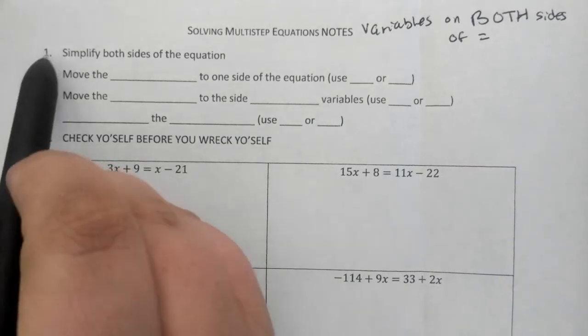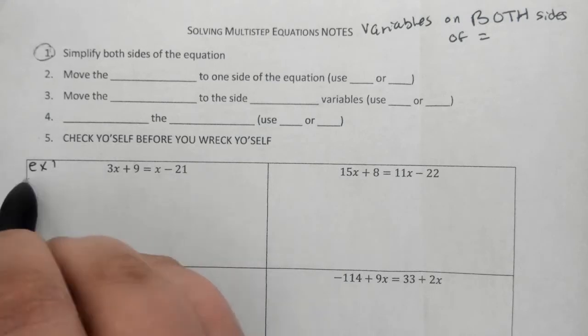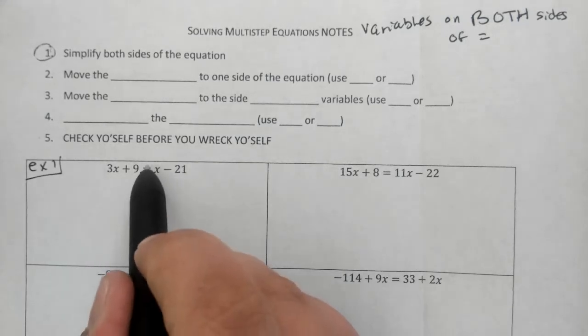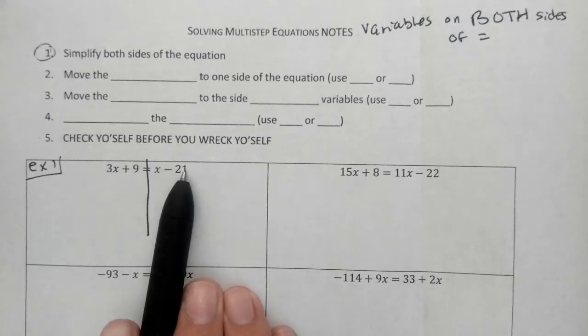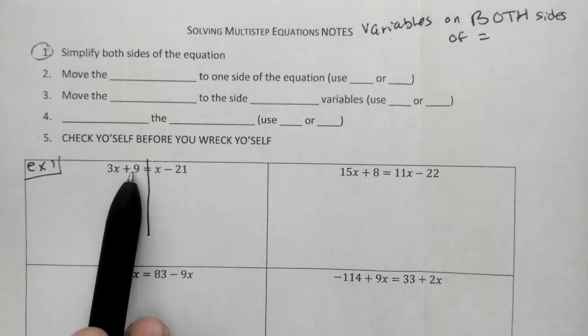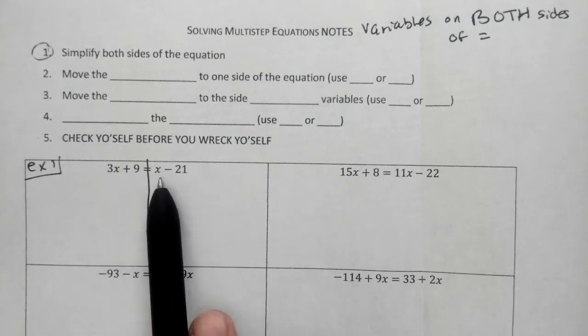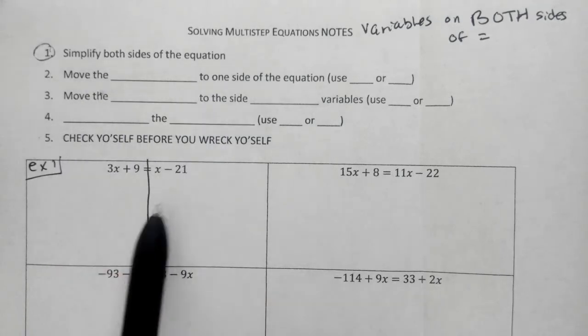The very first step is to simplify both sides of the equation. We'll call this example 1. Split the line down the equal sign to have a left and a right side. On the left side, 3x and plus 9 cannot combine. On the right side, x and minus 21 cannot combine. So step 1 is actually already done for us here.